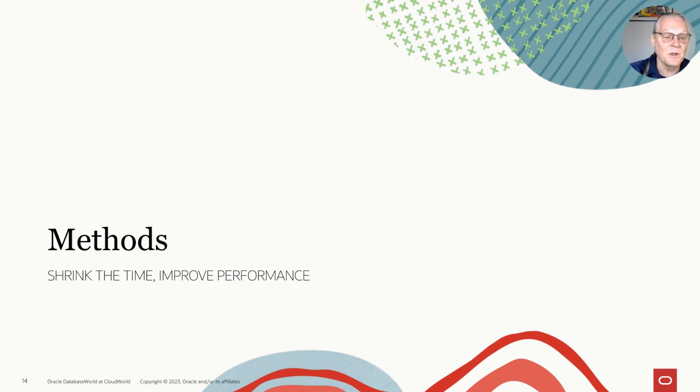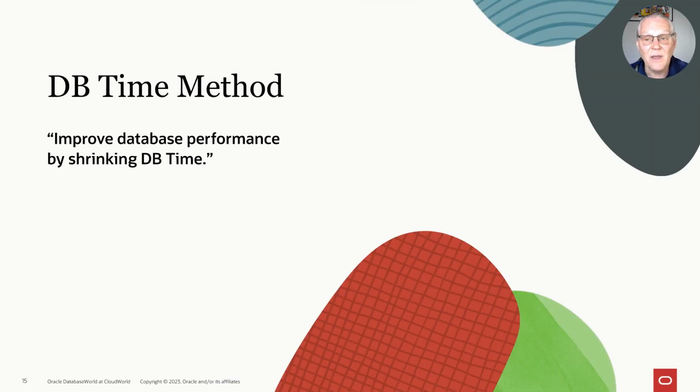Okay, so methods. Well, maybe we shouldn't say methods. We really have one method, and the method is shrink the time and improve performance, right? Do the same work in less DB time, and that improves database performance. And that's exactly what the method is. Improve DB performance by shrinking DB time.